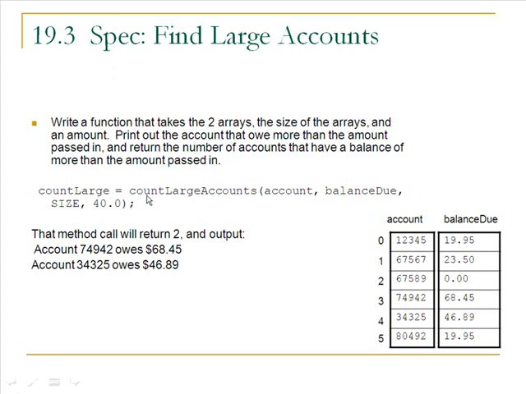So if we call our function countLargeAccounts, and we pass in this array, the size of the arrays, and 40.0, we should see that it would print out account 74942 owes this much money, and account 343.25 owes this much money. Those are the two accounts that owe more than 40, which is the value that we passed in here. And we're going to return from this function call. This function will return the number of accounts that have the balance larger than the value that was passed in. Okay, so this is a fun exercise. Let's go and set up the program to solve this.